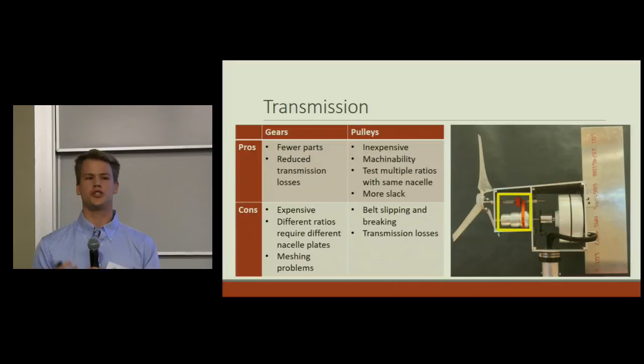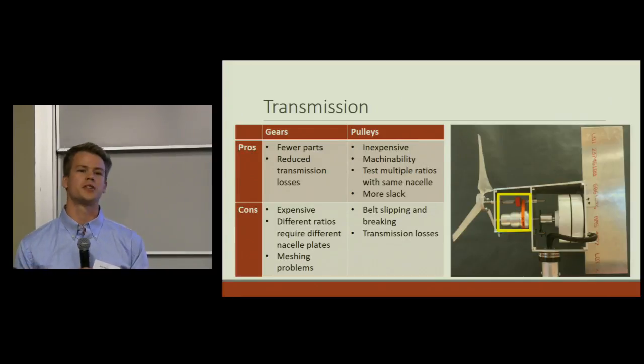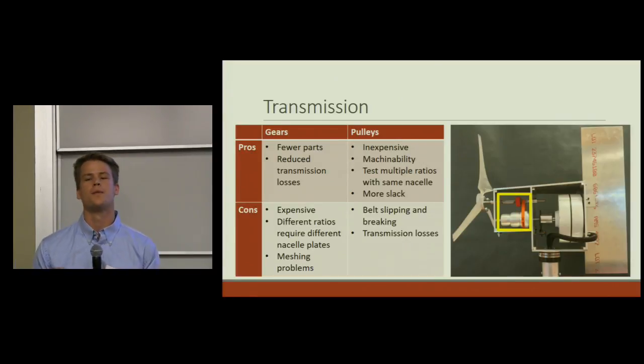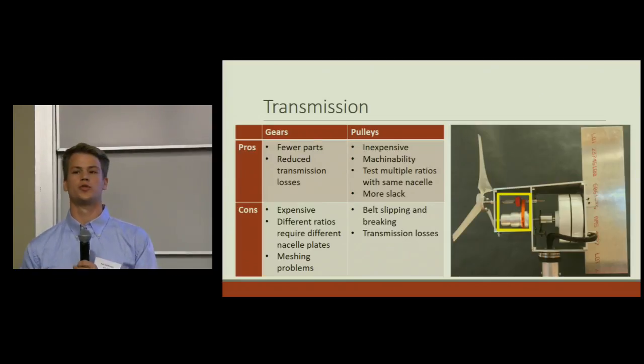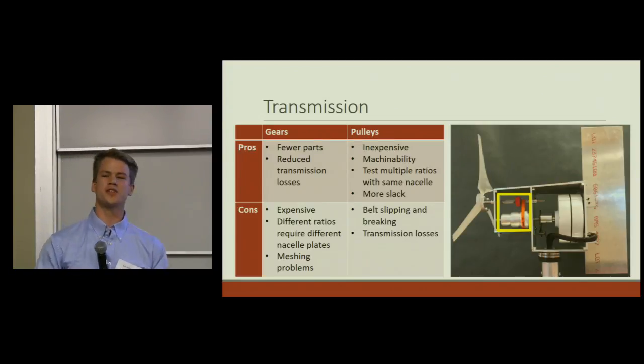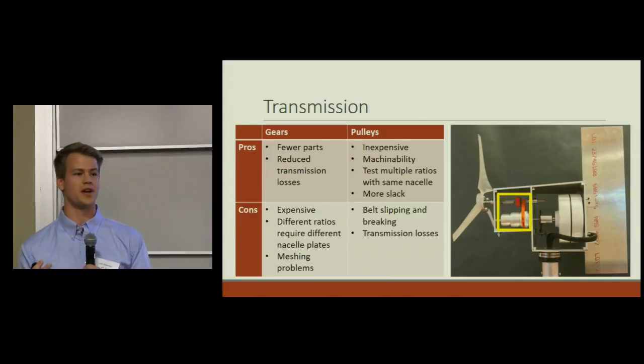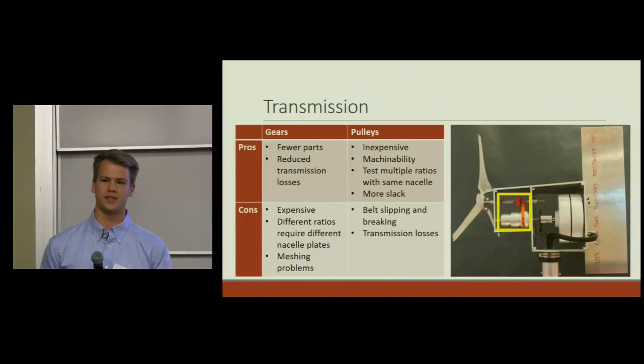One, these are much cheaper. We can actually manufacture them ourselves and get more customized gear ratios. We can also quickly test different designs. We wanted to experiment with what pulley ratio we went with and which would be the most effective. And this also gave us a little higher tolerance when actually manufacturing our nacelle, to make it a little easier.